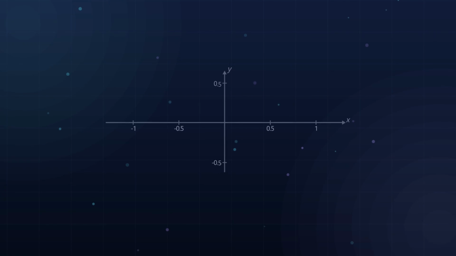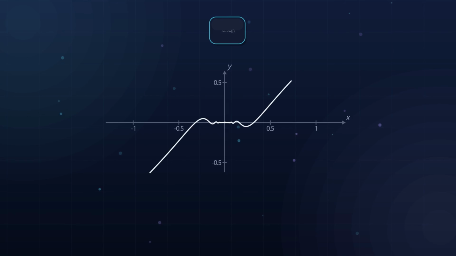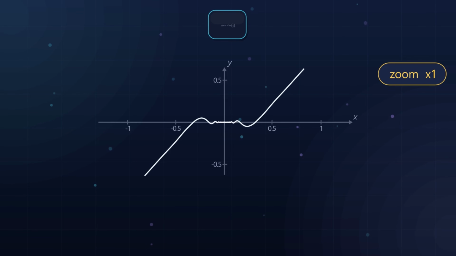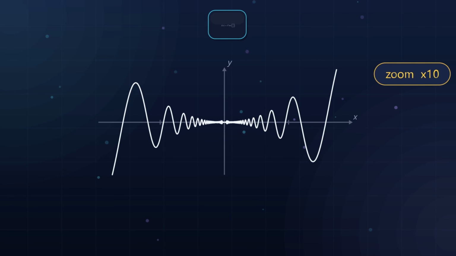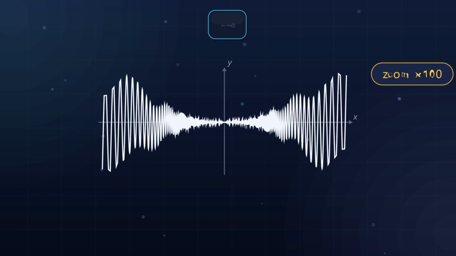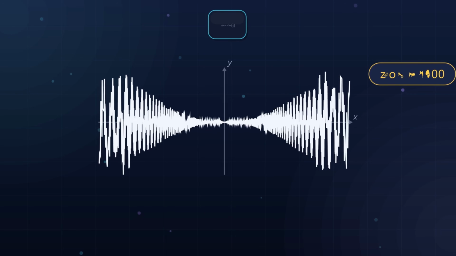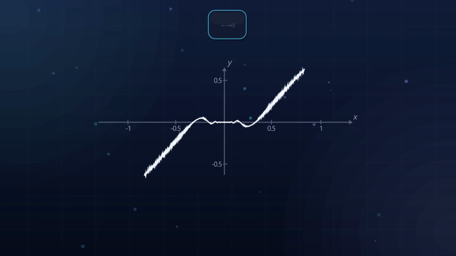Here is a function. It is called x squared times sine of 1 over x. And near 0, it does something strange. Watch what happens when we zoom in. More wiggles. Zoom again, even more. This curve crosses the x-axis infinitely many times, in a space smaller than a grain of sand.